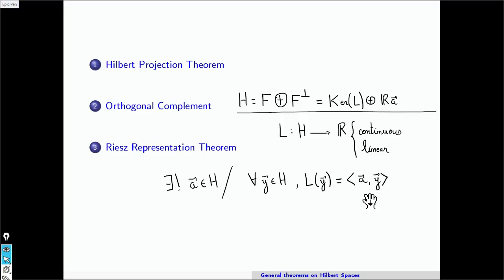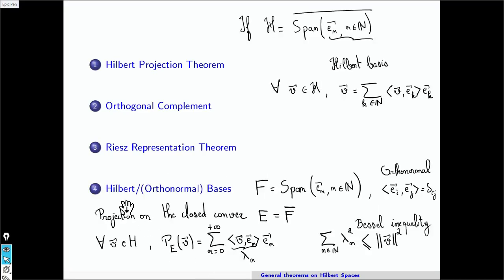In the last section, we introduced the notion of Hilbert basis or orthonormal basis. So let En be an infinite orthonormal family of vectors and F the vector space of its finite linear combinations. We consider the projection on the closure of F. The projection formula extends to the infinite dimensional case, so we will show that this infinite sum is convergent, and the sequence of coefficients is in fact square summable.